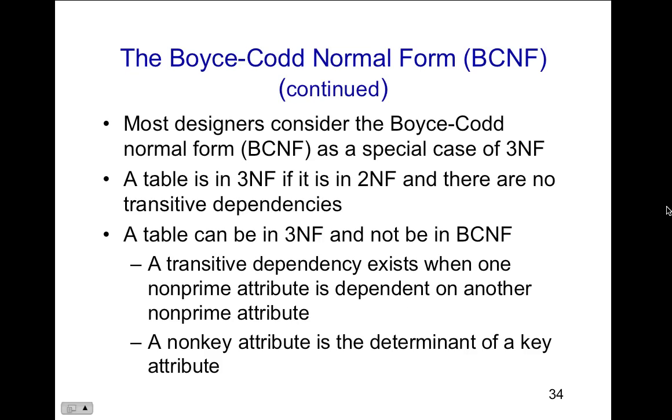And there's a little bit more to it. Most designers consider the BCNF as a special case of third normal form. So the table is in third normal form if it's in second normal form and has no transitive dependencies, as we've seen. So the table can be in third normal form and not be in BCNF, if transitive dependencies exist, when one non-prime attribute is dependent on another non-prime attribute.